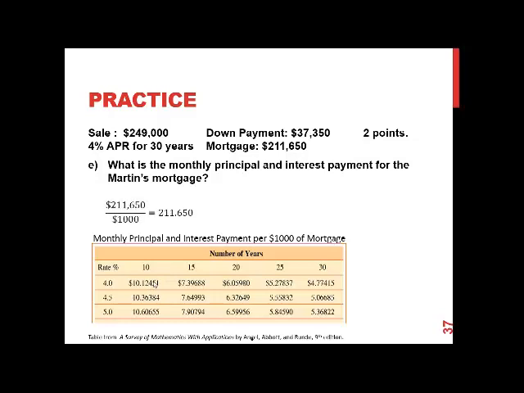$211,650 is the mortgage. We'll divide that by 1,000 to see how many thousands we're borrowing. We're borrowing 211.65 thousands of mortgage, thousands of dollars. Now we'll look at 30 years and 4%, and that gives us $4.77415. This is the amount per thousand that we're going to have to pay monthly. We take that amount times the number of thousands we're borrowing, and that tells us that our principal and interest payment on the mortgage will be $1,010.45. That's mortgages.